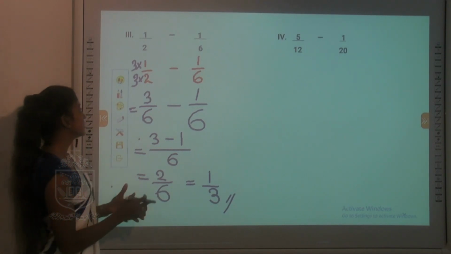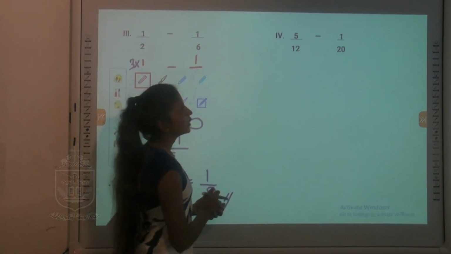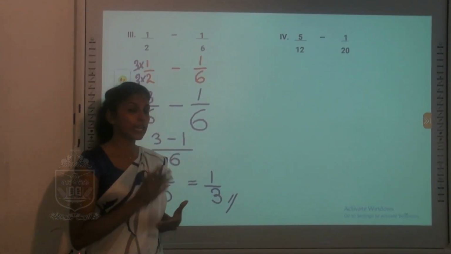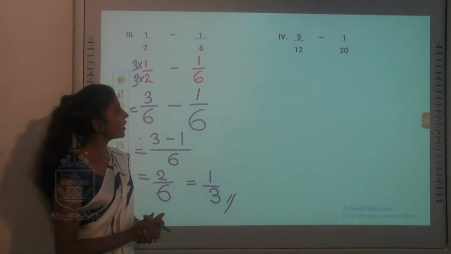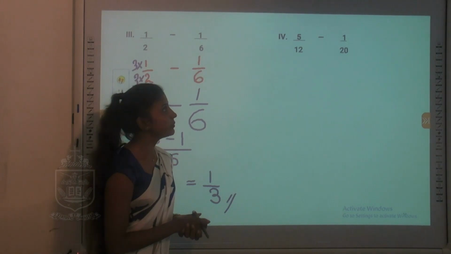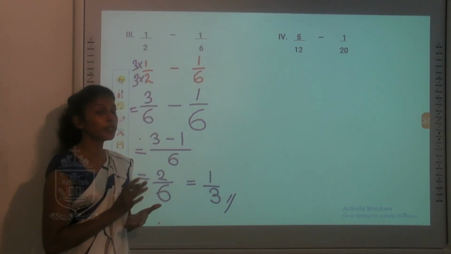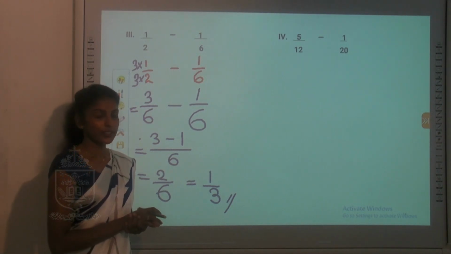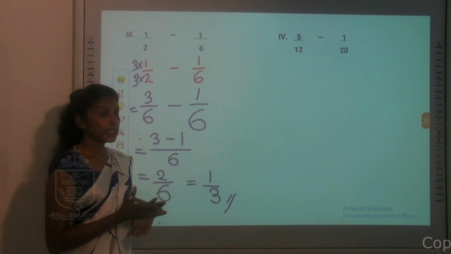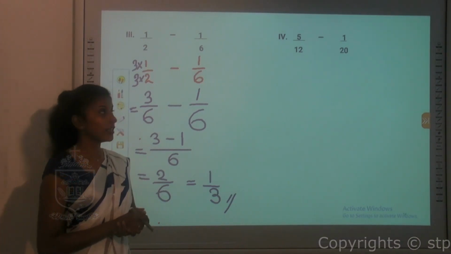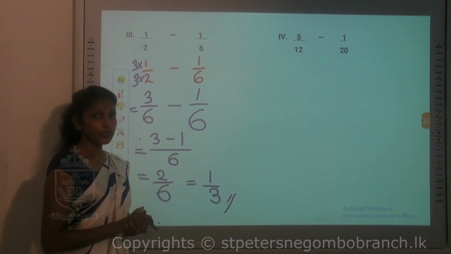Right, let's move to the second example. There the denominators are a little bit larger values, that is 12 and 20. So how can we make the denominators common? What is a common number which we can make? Yes, that is 60. It's a little bit large, but you have to get the LCM and then decide what common number you can make from the two denominators.